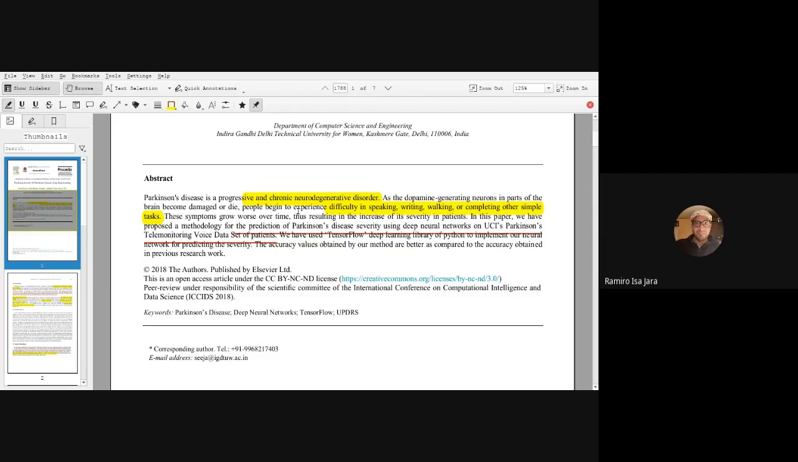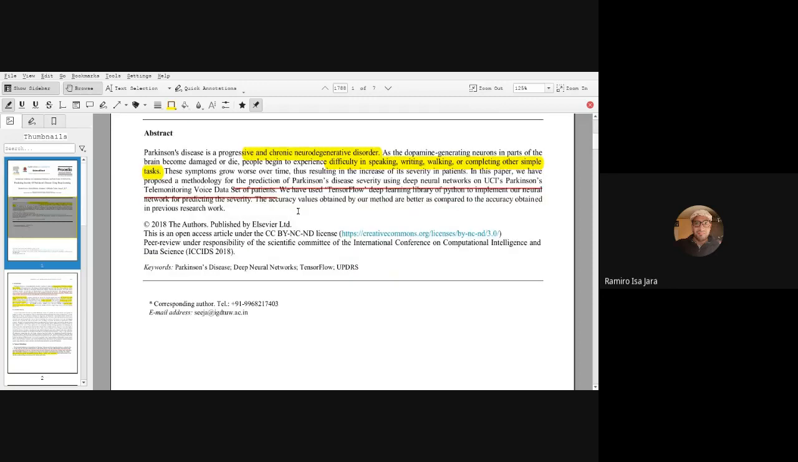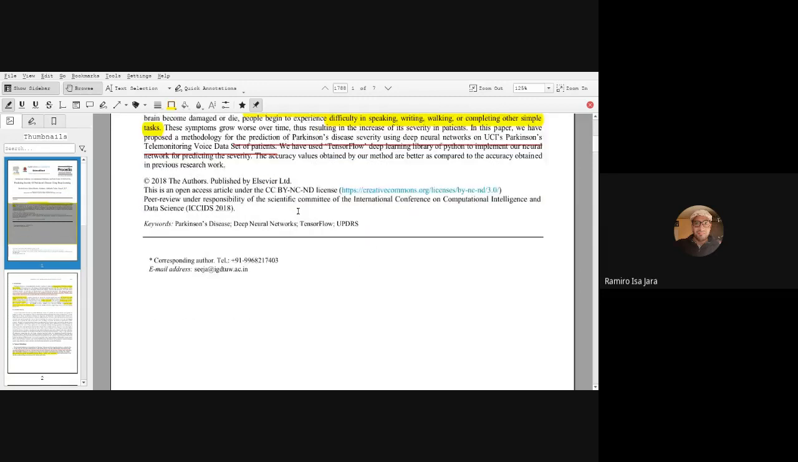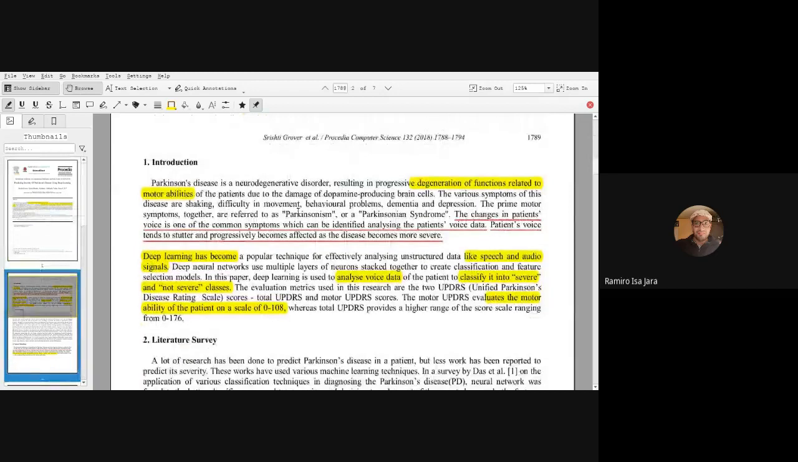One important thing in this paper is the voice in order to define the severity of this disease. For example, in this paper, the patient's voice is used to evaluate the effect of the disease, because the motor sensitivity in the patient can become difficult over time according to the disease.